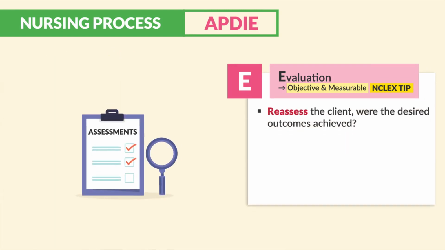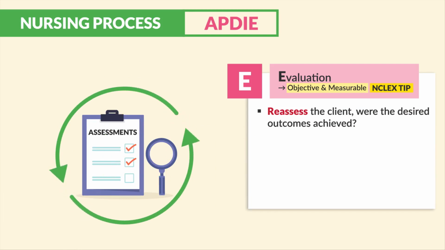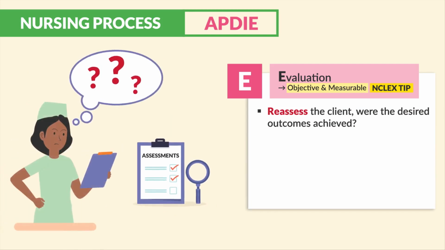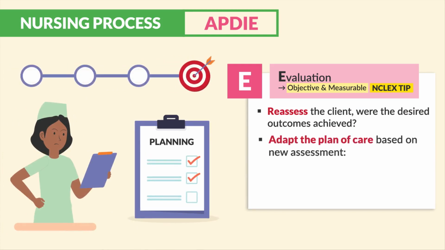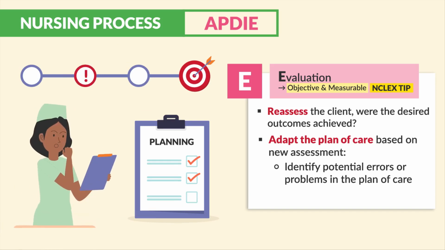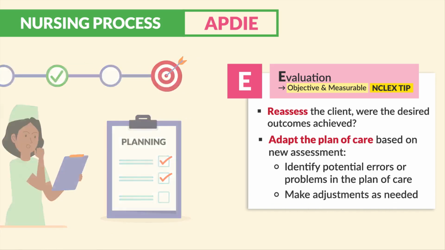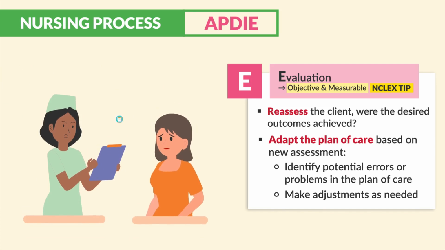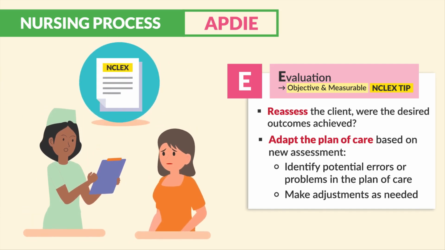Well, reassess the client. Evaluate if the goals or outcomes have been met, and simply ask, were the desired outcomes achieved? And adapt the plan of care based on the new assessment. So identify potential errors or problems in the plan of care and make adjustments as needed. Now, a little side note for evaluation is evaluation of clients' educational needs. A few NCLEX questions mentioned client education pertaining to low literacy.